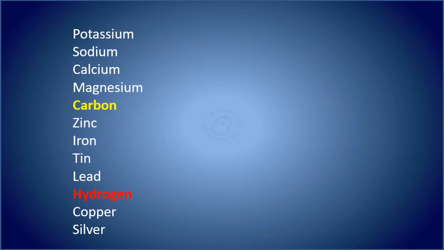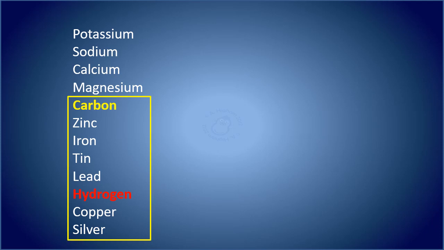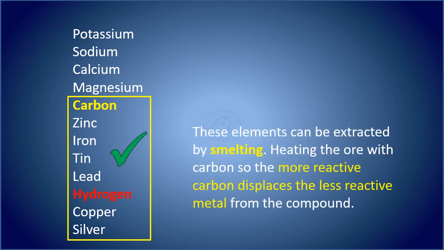So this is something I referred to before as a reactivity series. You look at this very early on in GCSE chemistry, and it's the idea of a displacement reaction. So if we pick on carbon, carbon will only be able to displace elements below it in the reactivity series, so less reactive elements. Your definition for displacement was: a more reactive element takes the place of, or displaces, a less reactive element in a compound. So all of these elements can be extracted by smelting.